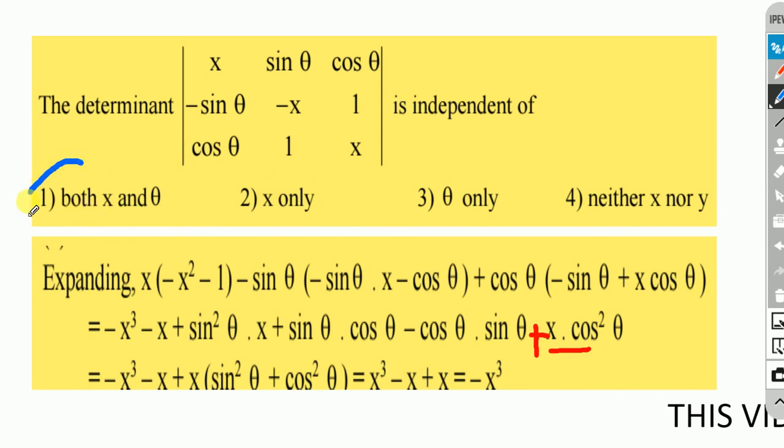So the answer "both x and sin theta" is wrong here, and "theta only" is also wrong. "Neither x nor y" is also wrong, but it depends on x only. So this is the right answer.